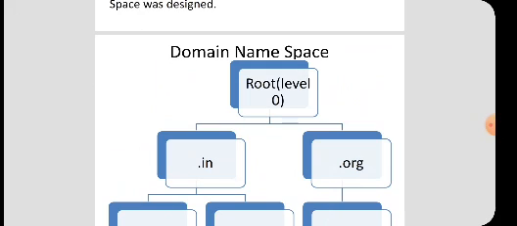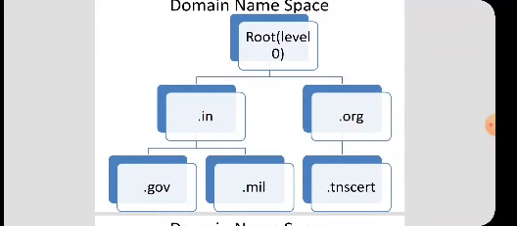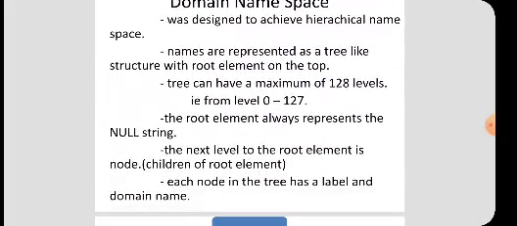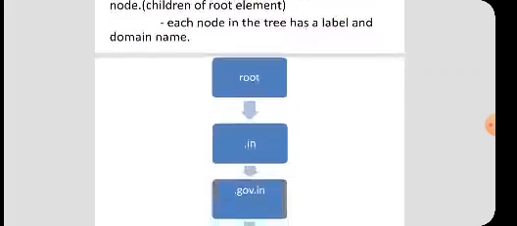Here, in level 1, in is called the label, and .in is called the domain name. Similarly, org is also level 1, where org is a label and .org is a domain name. Similarly, in level 2, gov is a label, mil is a label, and .gov is a domain name. Next we see what a label is and what a domain name is. See this picture.